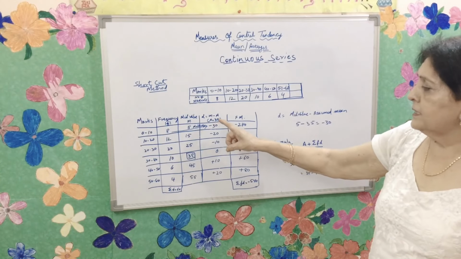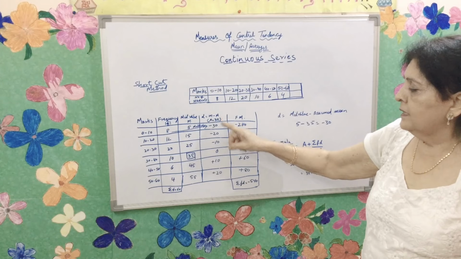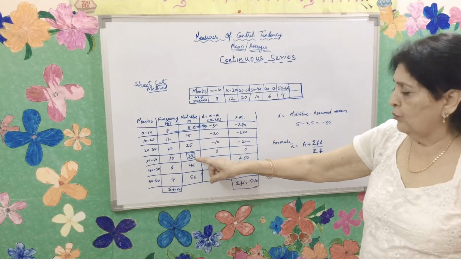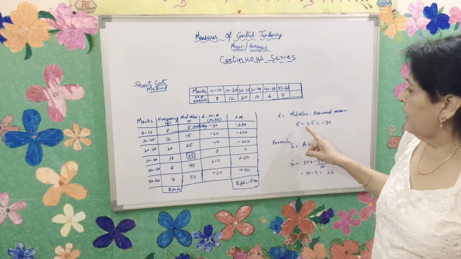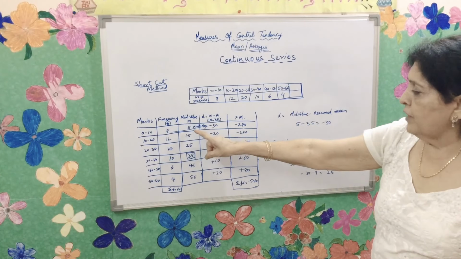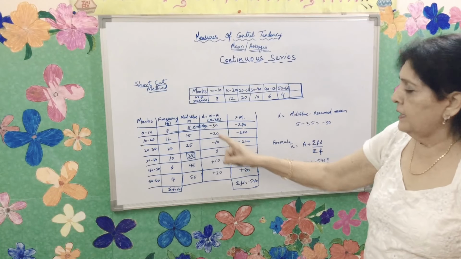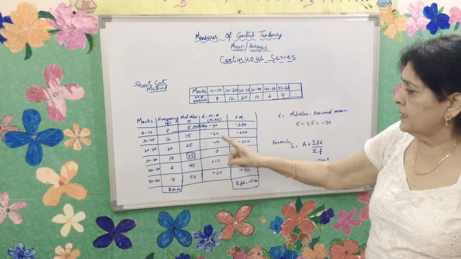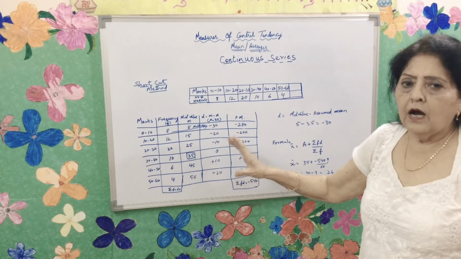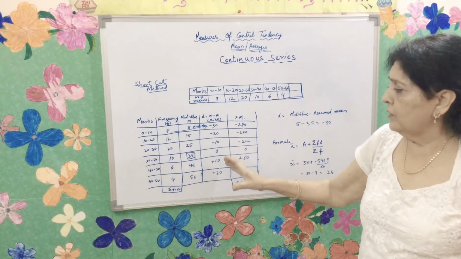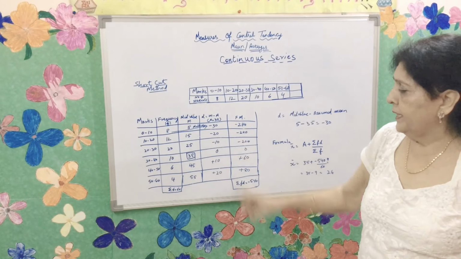So D is mid value minus A. A is your assumed mean, that is 35. So the mid value 5 minus 35 is equal to minus 30, and so on. So you get this D. I hope you have understood how you derive D over here, that is mid value minus assumed mean.